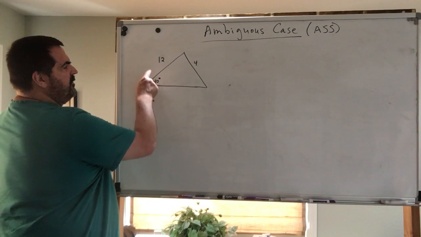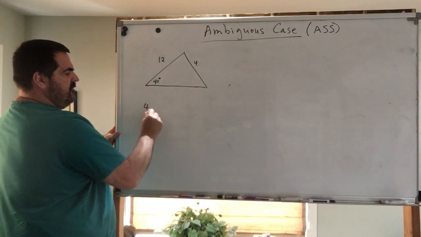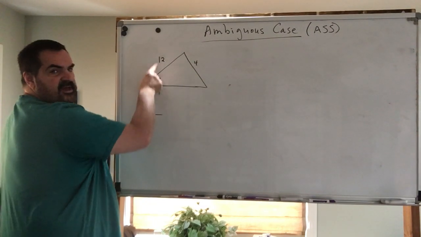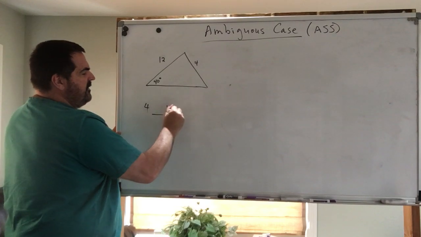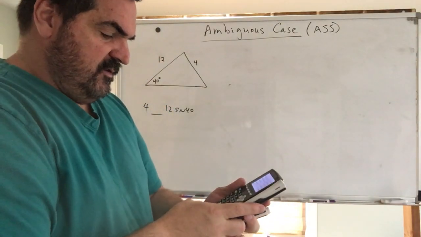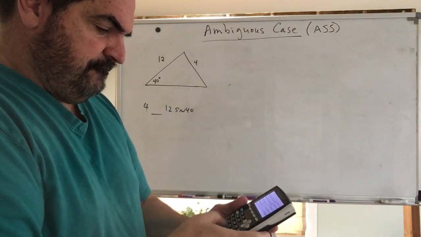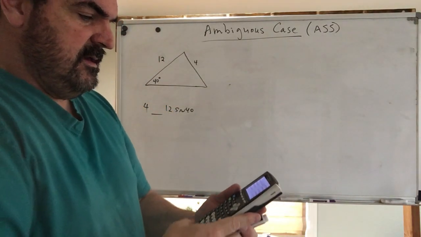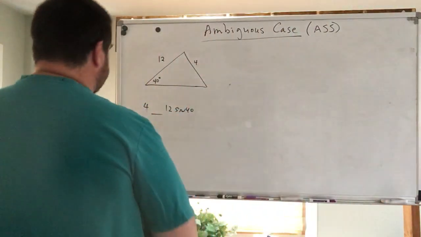So remember, I compare the opposite side, 4. This is the side that's next to the angle. I multiply that with my calculator, 12 times sine of 40. So if I punch that in, let me do that real quick, 12 times sine of 40, I get 7.7.